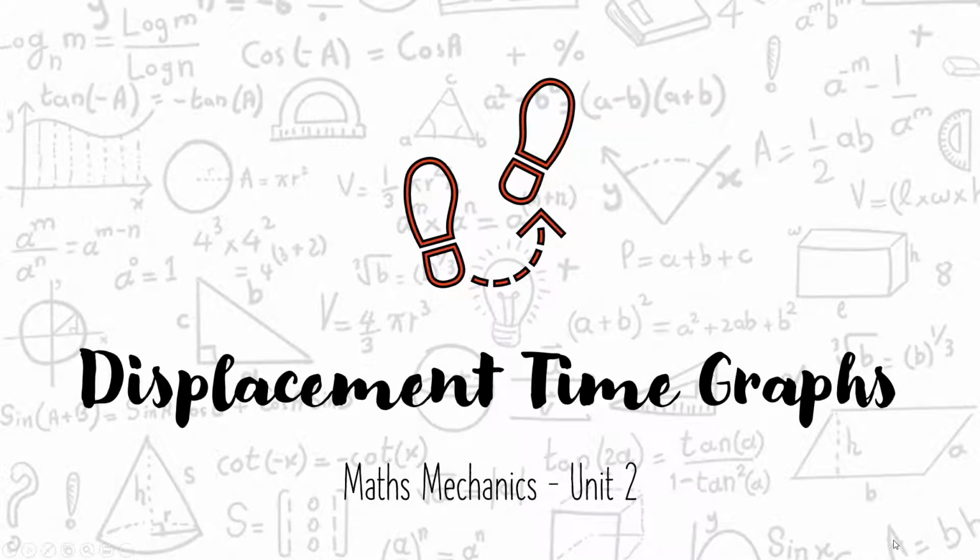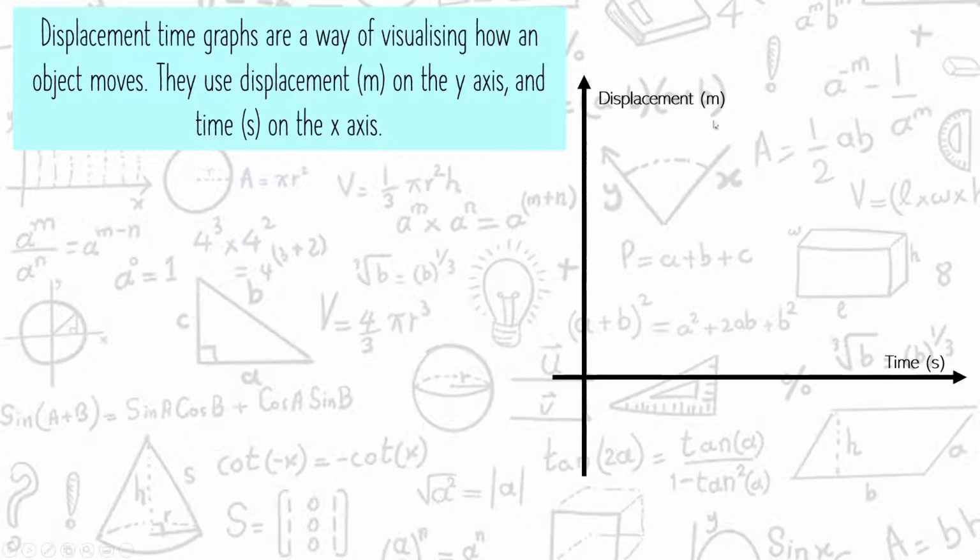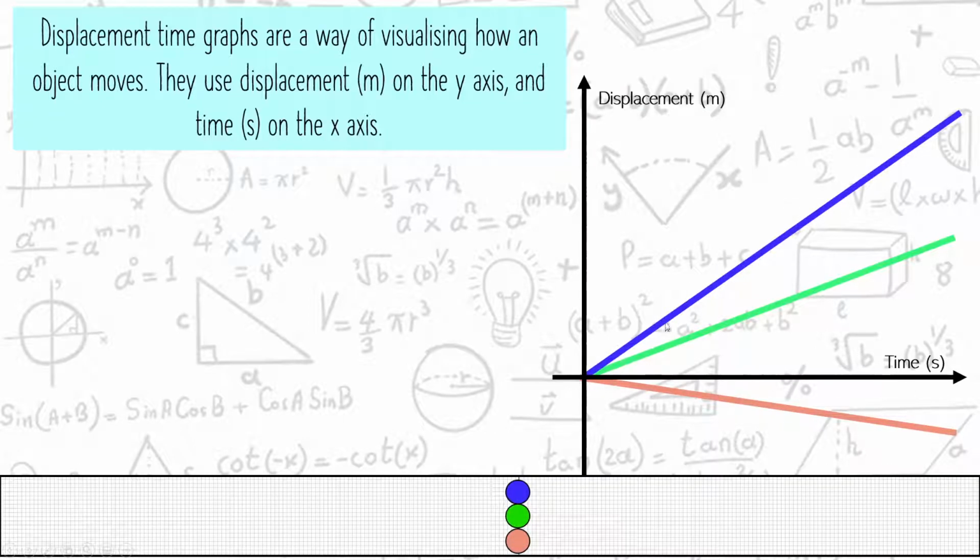In this video, we're going to be talking about displacement time graphs. Now, displacement time graphs are essentially a way of visualizing how an object moves. So we've got displacement on the vertical axis and we've got time on the horizontal. Now, I've added a few lines to my displacement time graph and I've got three objects here, the red, green and blue, which are going to correspond to these movements here.